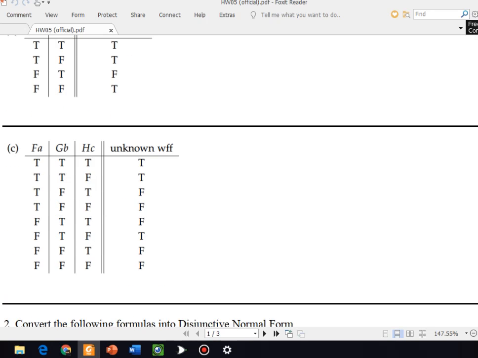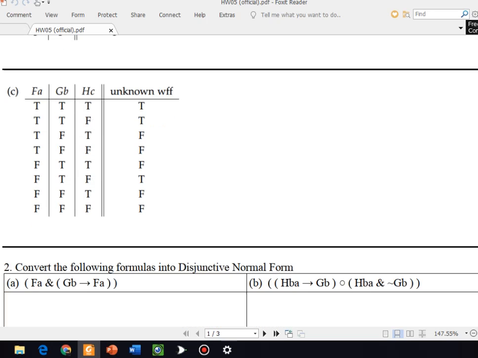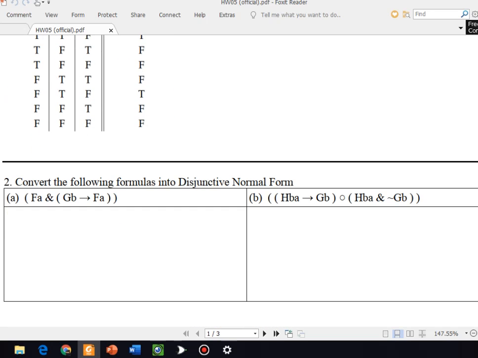Okay, here's a little one that's a little more complex, and then you have to convert these formulas into normal form. But first, you have to figure out what the truth table says. What does the main connective even say? You have to figure that out first, and then put it in normal form. Okay, a lot of students end up screwing this up because they only do one or the other. You have to do both to get full credit.